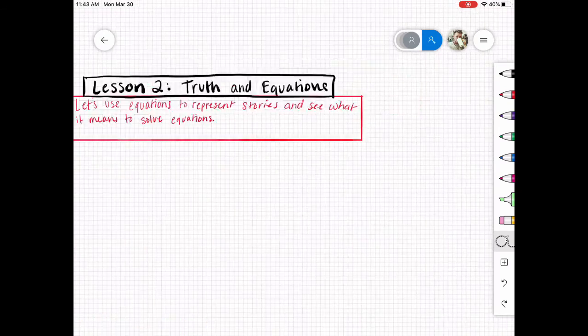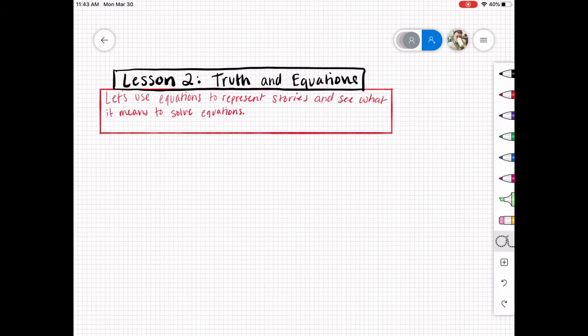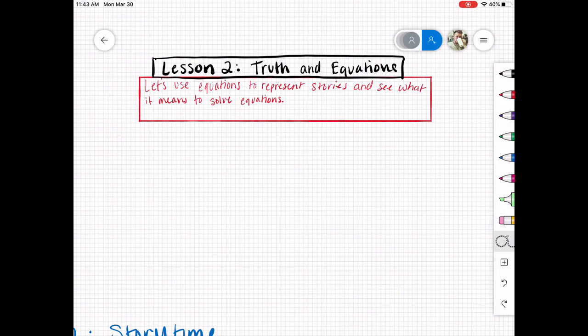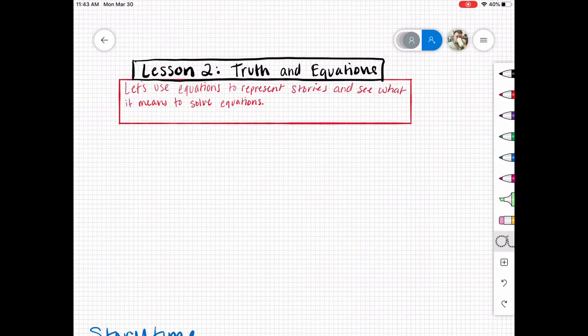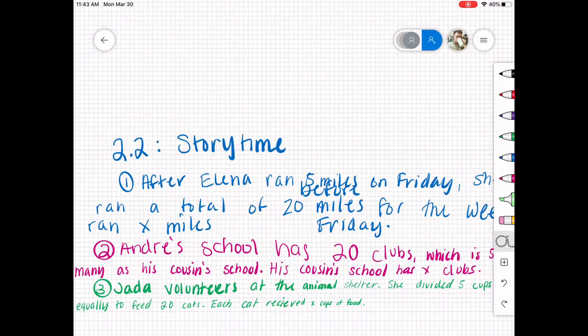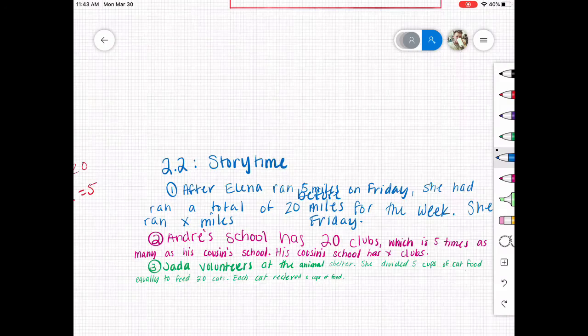Today we're looking at lesson 2, which is called Truth in Equations, and we're going to see what equations we can use to represent stories and see what it means to solve equations. So I figured we look at 2.2, which is called story time.